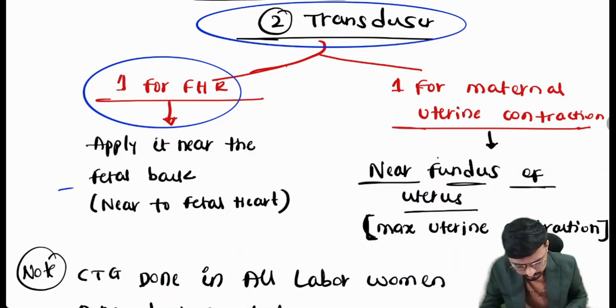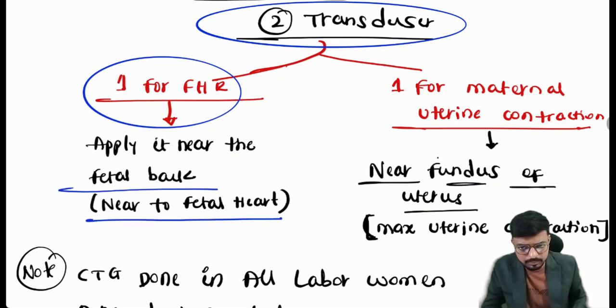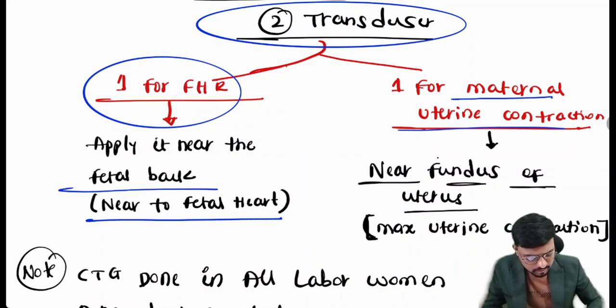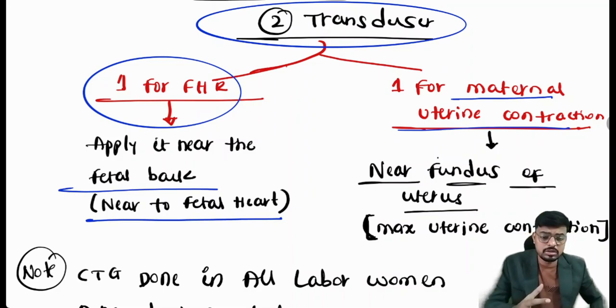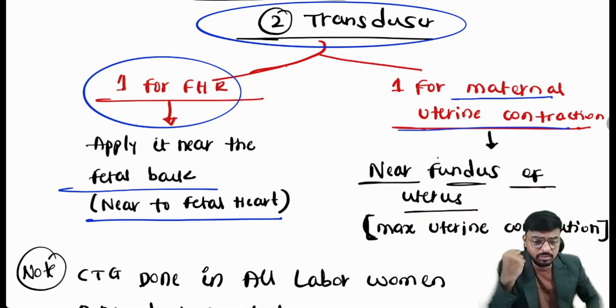To monitor the fetal heart rate, we have to apply this particular transducer at the fetal back, near the fetal heart. Similarly, if you want to monitor the maternal uterine contraction, we have to apply this one where the maximum amount of contraction is, so that area we have to apply this particular uterine transducer.